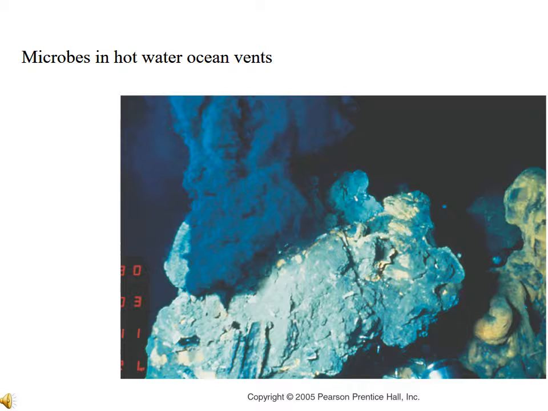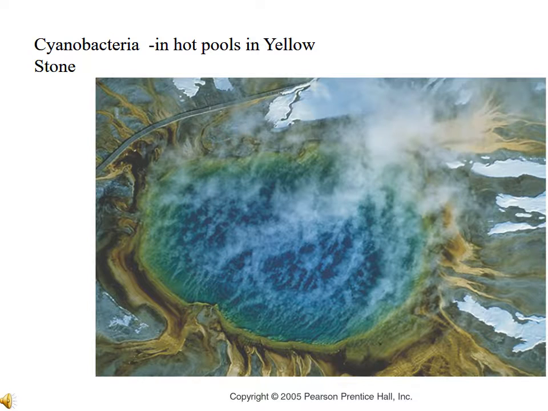As you can see, if we look at hot water ocean vents, we find this area teeming with microbes. These microbes are able to generate energy from the heat and actually produce prokaryotic cells. We could also find cyanobacteria in the hot pools of Yellowstone Park. We're looking at boiling water that still allows life to exist. Now, all of this points to extreme conditions that probably existed 3.8 billion years ago, which provides evidence for the formation of life under these harsh conditions.